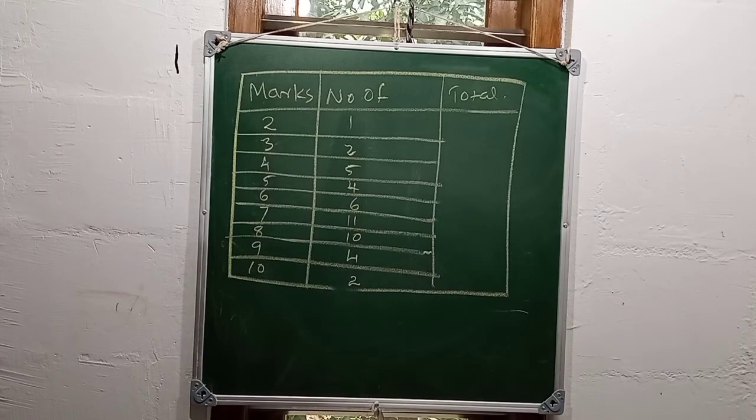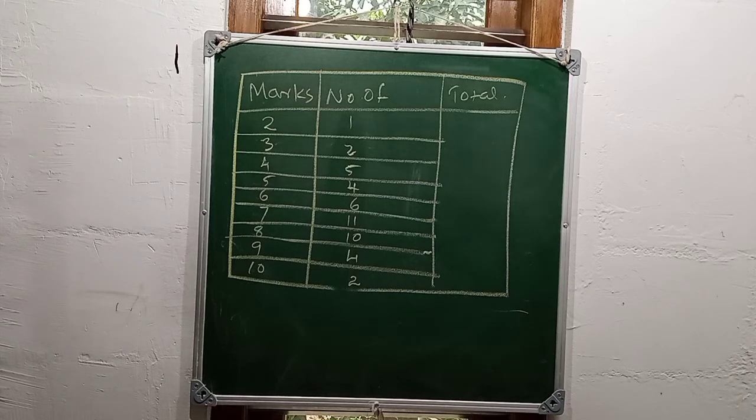Third question: the table shows the children in a class sorted according to the marks they got for a math test. Marks are 2, 3, 4, 5, 6, 7, 8, 9 and 10. The number of children who got these marks: 2 marks, 1; 3 marks, 2; 4 marks, 5; 5 marks, 4; 6 marks, 6; 7 marks, 11; 8 marks, 10; 9 marks, 4; and finally 10 marks, 2 children. We need to find the average mark in the class.